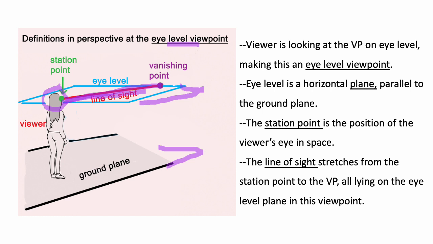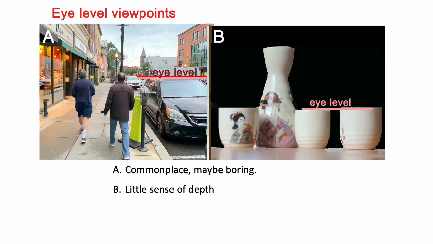Here are two eye-level viewpoints, a landscape and a still life. The first one is what we see when we walk down the street, so it is commonplace, maybe a little boring. The view of the still life, where eye level is contiguous with the tops of the cups, shows little depth. These tops are lines instead of ellipses. There are almost no changes in their vertical positions or sizes, so it creates a fairly flat image, which some artists like.